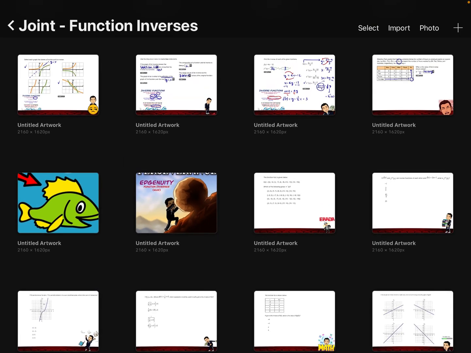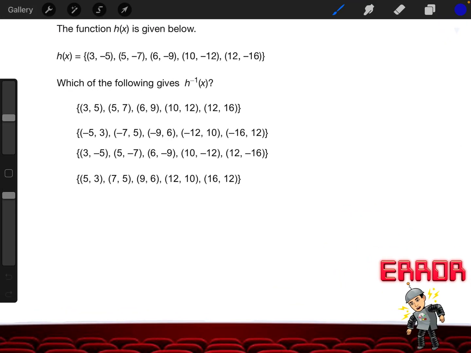Let's get started. If you just swap the values of x's and y's, you'll be able to see that, for example, you swap the 3 and -5, so your first point should be -5 comma 3, and so on and so forth. You do it for the rest of the points, and your answer is going to be the second one.